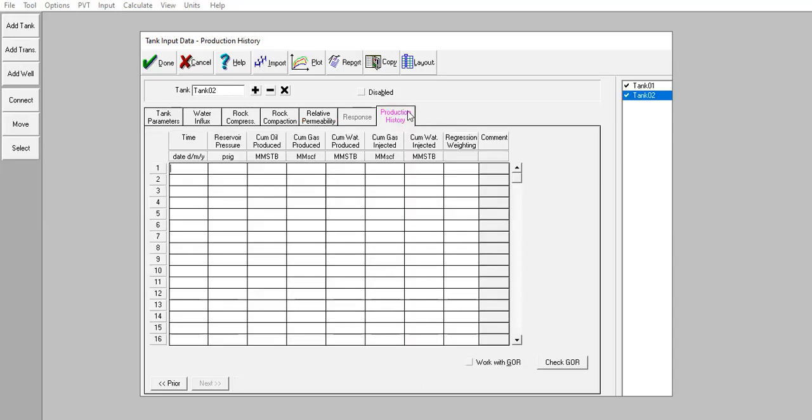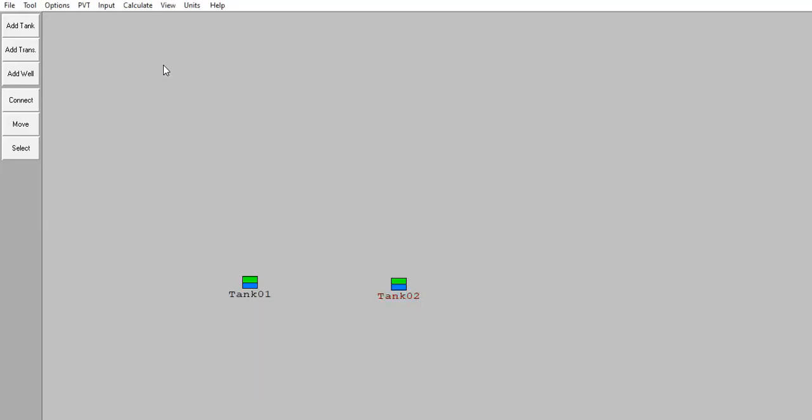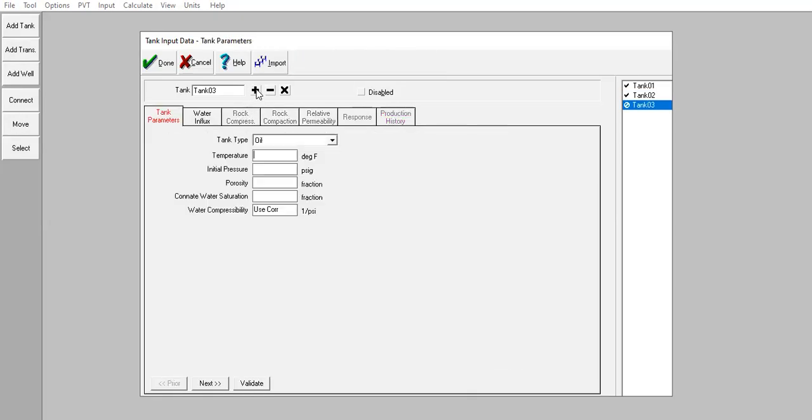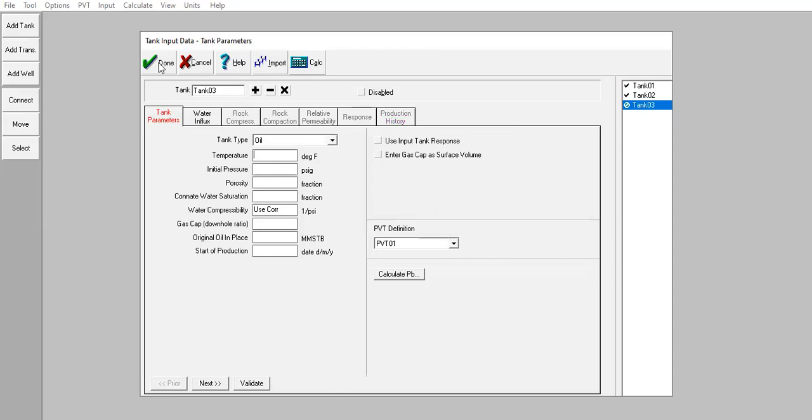All right. Again, we can skip the production history. The production history from my well will be distributed, will be allocated to each tank, including tank 2. Okay. And then we can go to the third tank. Click done. All right, or go back to tank 2 and add one tank, tank 3. All right, click done, or we can input the data now.